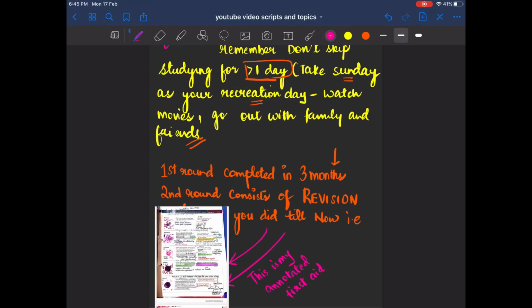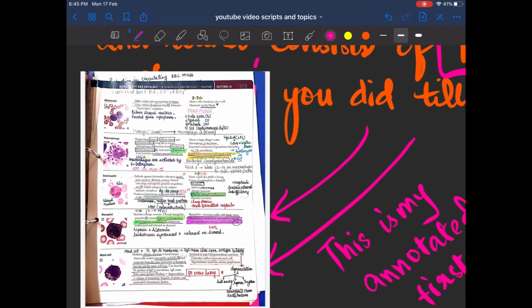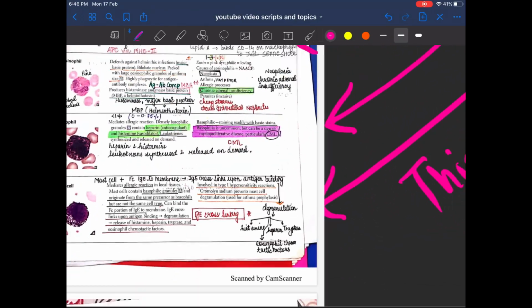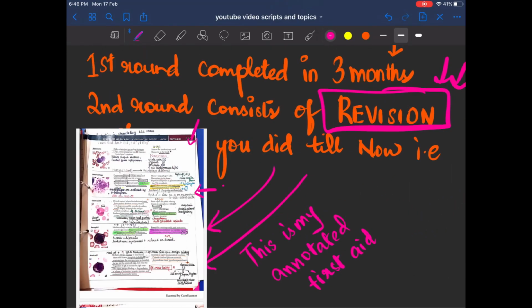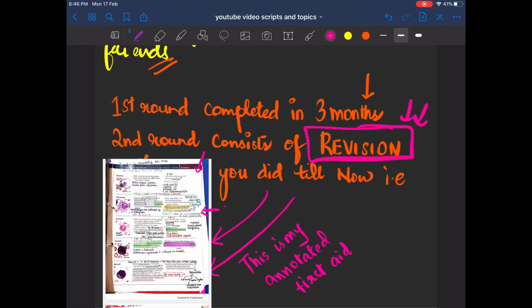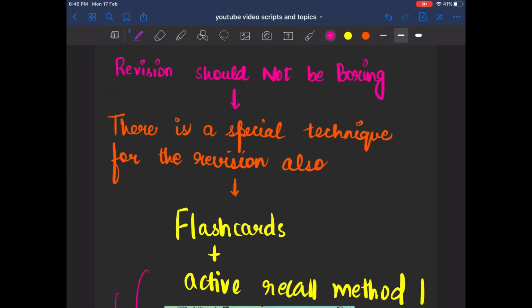Now coming on to the second round. The second round consists of revision and revision and revision. Basically, you have to revise what you have jotted. This picture is of my own annotated First Aid, in which I have added the information from Pitama as well as the UWorld. So this is the compiled First Aid which you have to revise during this time, and the time which I have annotated for this is 2 months.